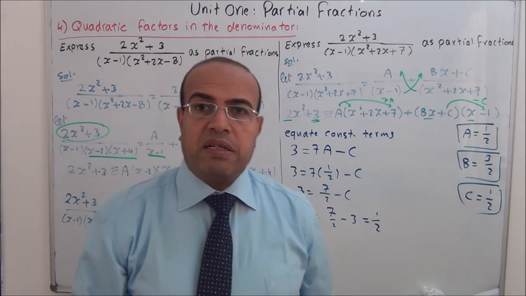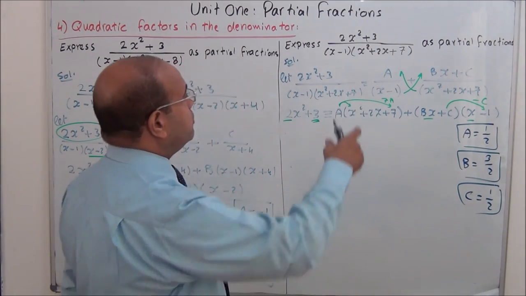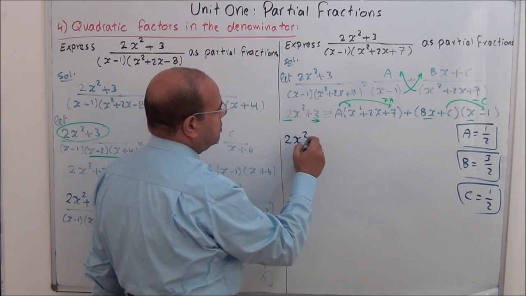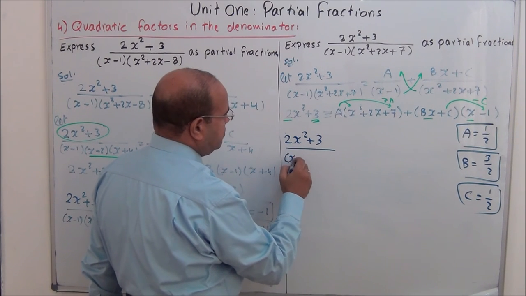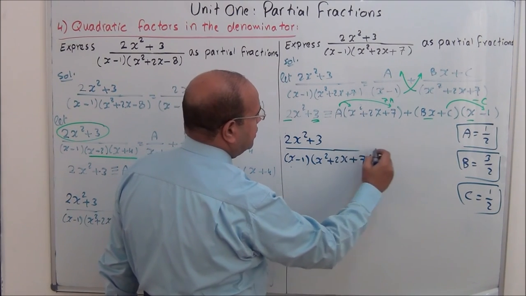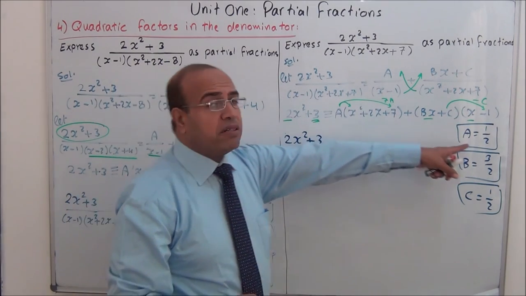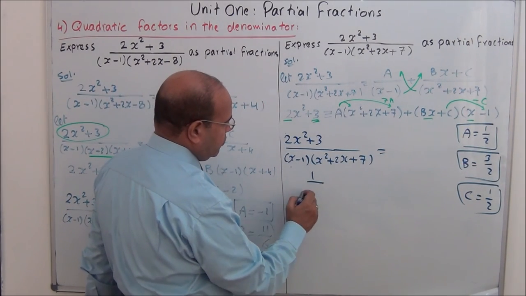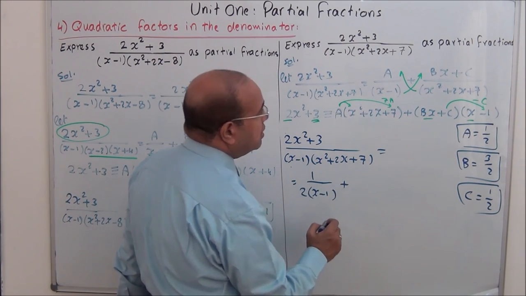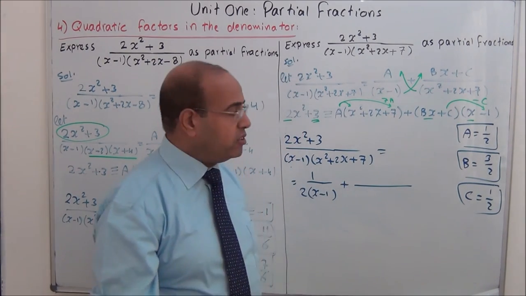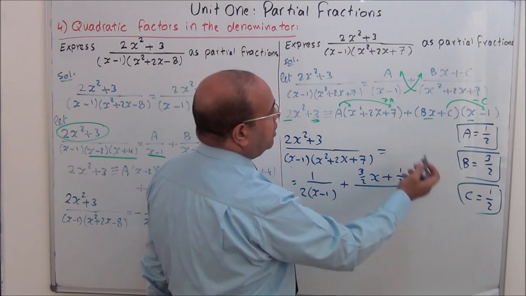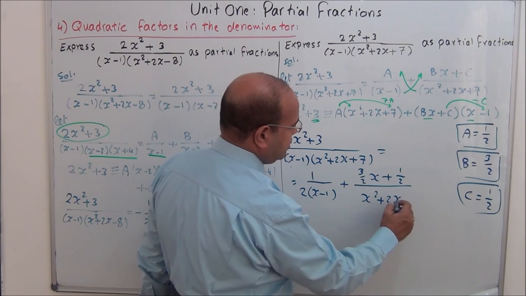Now we write the final step. The last step of the solution: we go back and write the fraction given. So (2x squared plus 3) over (x minus 1)(x squared plus 2x plus 7) equals a. The value of a is half, so we write it in this form: 1 over 2(x minus 1), plus bx plus c. The value of b is 3 over 2, so it is 3 over 2 x plus c. C also is half, over x squared plus 2x plus 7.